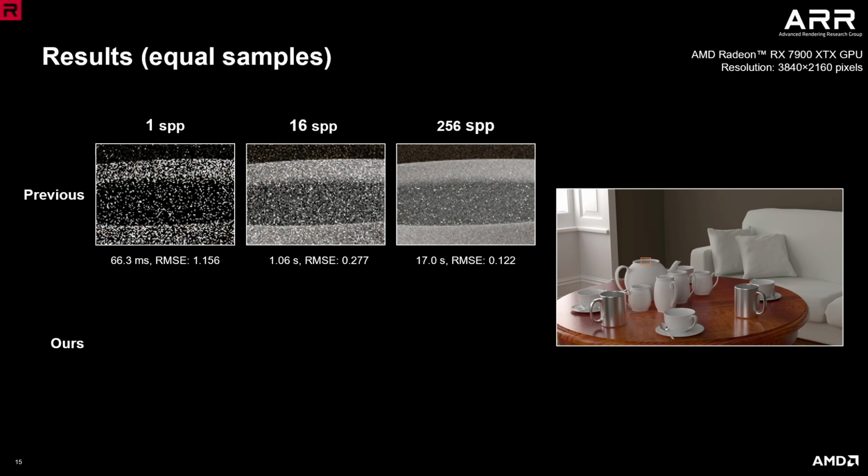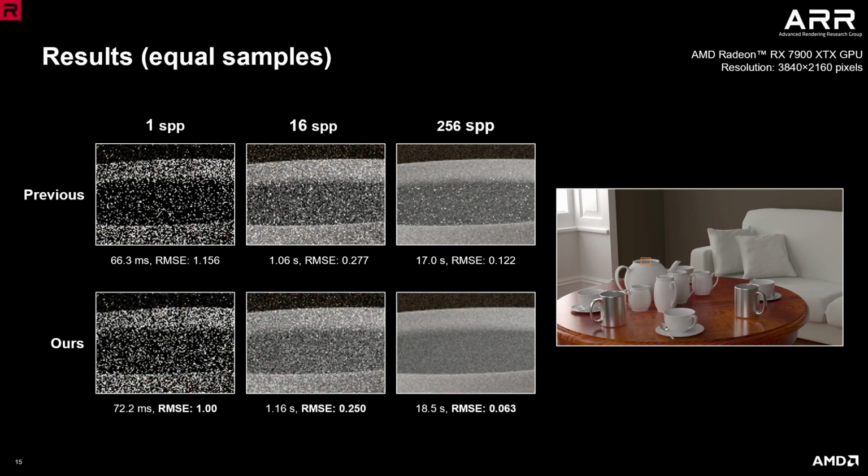This is a close-up of the result. The first row shows the rendering result from the previous method, and the second row shows the rendering result from our method. In the close-up image, the black pixels correspond to zero contribution samples. By using our method, we can reduce such zero contribution samples, and the RMSE becomes lower in our method.